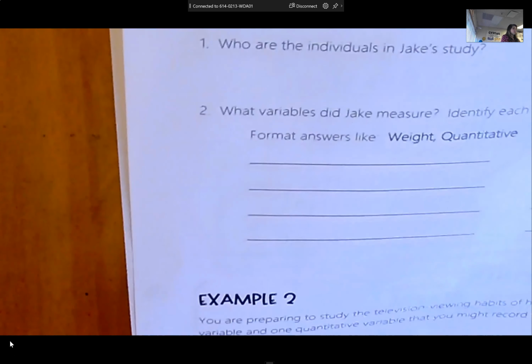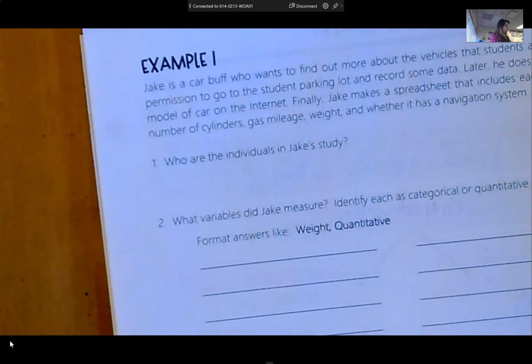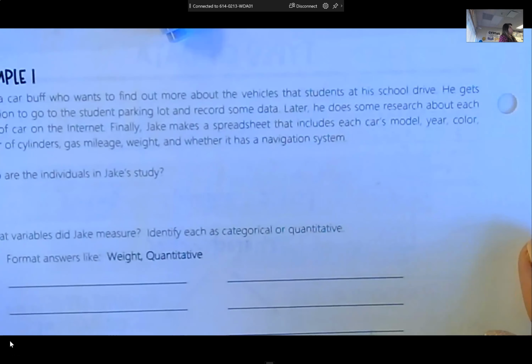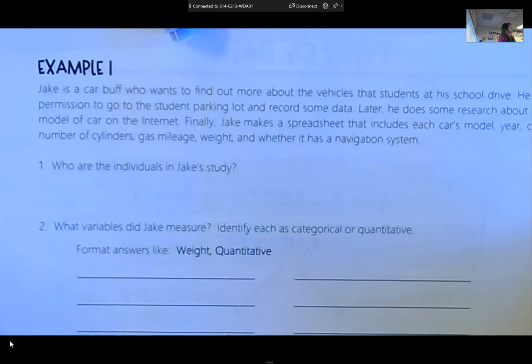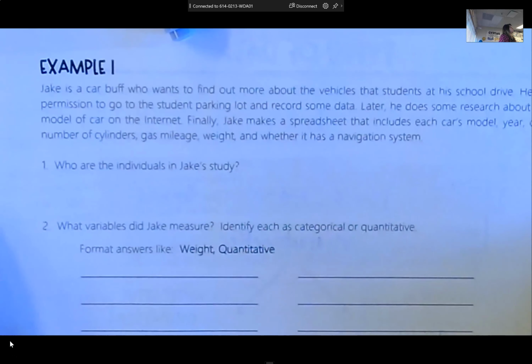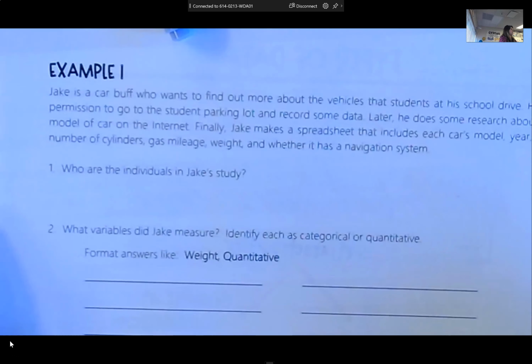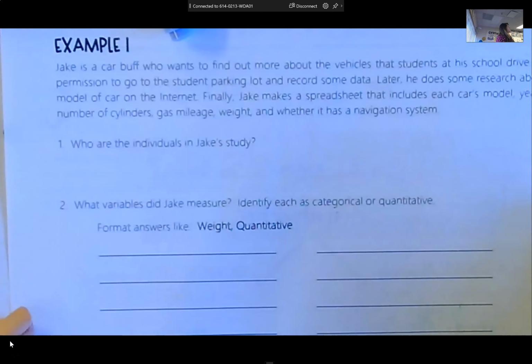Couple practices. Example, Jake is a car buff who wants to find out more about the vehicles that the students at his school drive. He gets permission to go to the student parking lot and records some data. Later, he does some research about each model of car on the internet, and then finally, Jake makes a spreadsheet that includes the model, the year, the color, the number of cylinders, the gas mileage, so meaning like my car is supposed to get 30 miles per gallon, the weight, and whether or not it has a navigation system. Question 1. Who are the individuals in Jake's study? Who are we gathering data from?